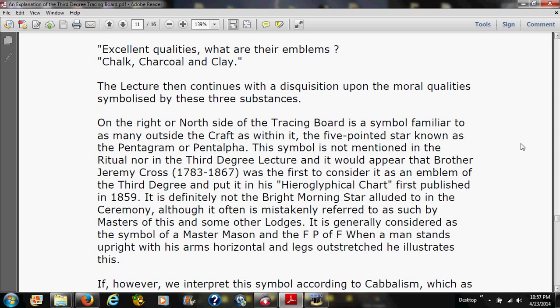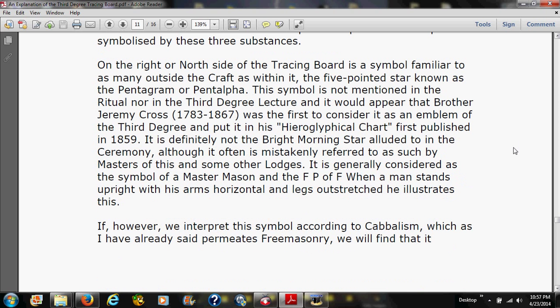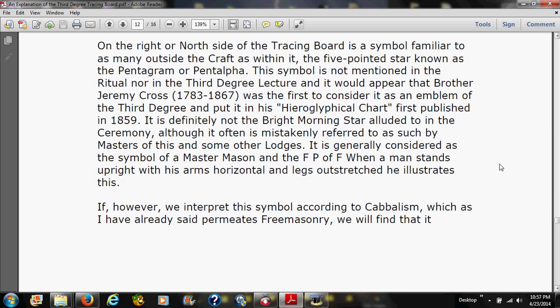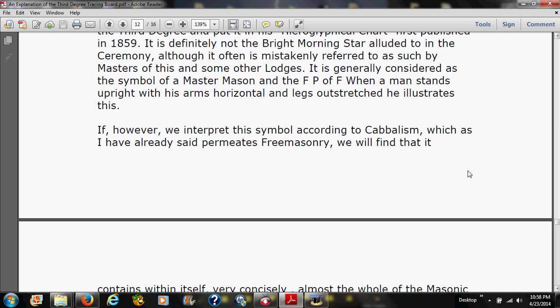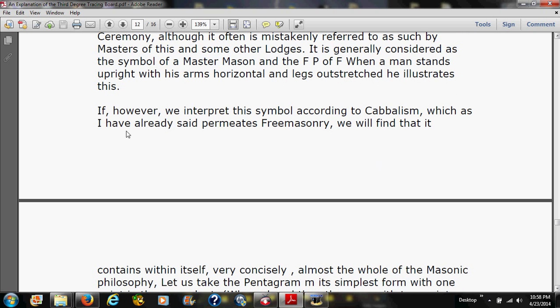It is generally considered as the symbol of a master mason and the FP of F, when a man stands upright with his arms horizontal and his legs outstretched. He illustrates this. Like I said at the beginning of this, when I was showing you the symbols, the geometric, it's not meant to have anything to do with Lucifer, the bright morning star, any of that. It's simply, I forget who drew that, but you know, the man outstretched, and then that's this same symbol, the pentagram, the one they put on the satellite and sent to, you know, whatever, Alpha Major or Ursa Minor or whatever they sent that thing a long time ago.